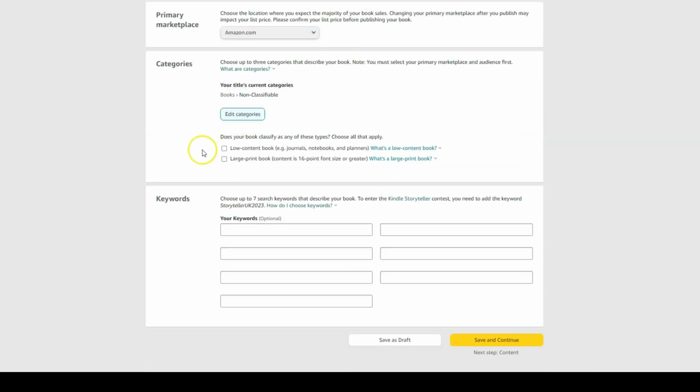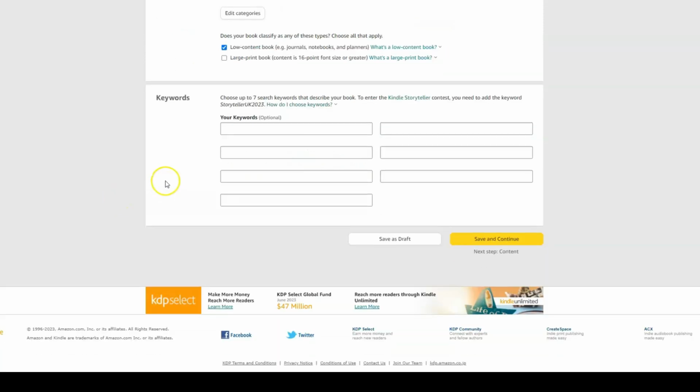Now we have to tick whether it's a low content book like journals, notebooks and planners, and whether it's a large print book. So we do tick this because it is a low content book, it's a notebook. And we don't tick this because large print books is for books that are printed with a large font size, for people that have impaired vision or that prefer a large font size. And because this is a lined notebook, this doesn't apply.